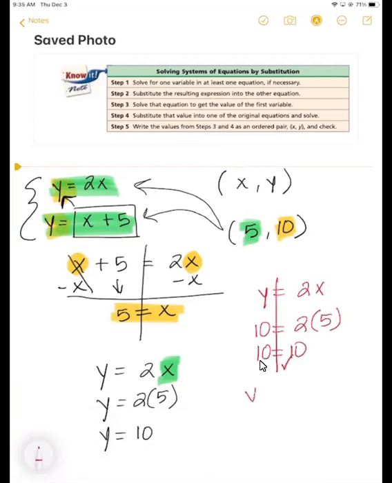The second one is y equals x plus 5. y is 10, all right? x is 5, plus 5. 5 plus 5 does equal 10, so that one checks out as well.